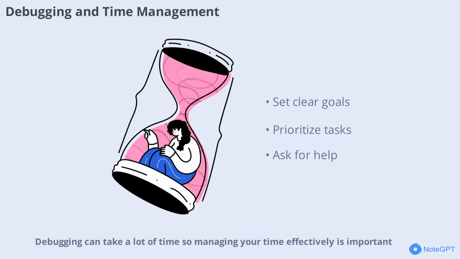Debugging can take a lot of time, so managing your time effectively is important. Setting clear goals, prioritizing tasks, and knowing when to ask for help can make debugging more efficient. Balancing debugging with other responsibilities ensures steady progress on your projects.